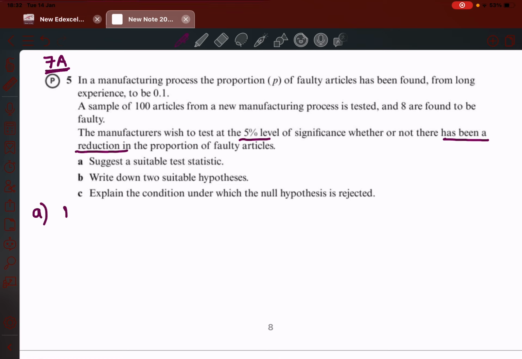So let X be the number of, obviously we are testing for the reduction of faulty articles, so X be the number of faulty articles.